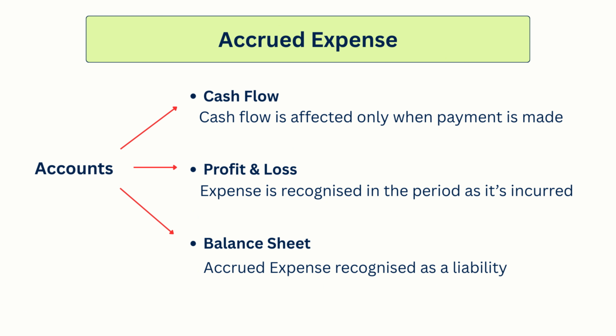Accruals affect all three financial statements, but in different ways. On the profit and loss, the expense is recognized in the period it is incurred. On the balance sheet, the accrual is shown as a liability. On the cash flow statement, there is no impact until the cash is actually paid. So, an accrual is an expense incurred in the current period, but not yet invoiced or paid. Accounting rules require us to recognize the expense now, even though the cash will be paid later.